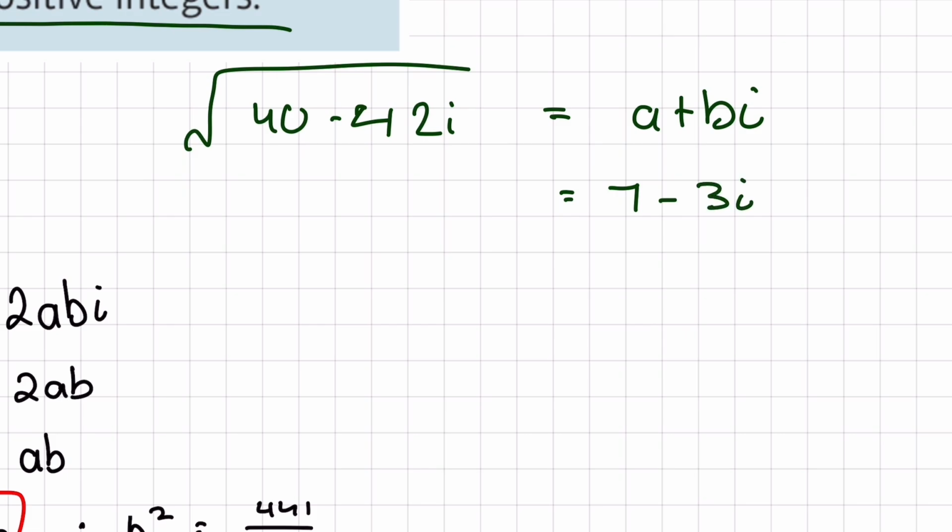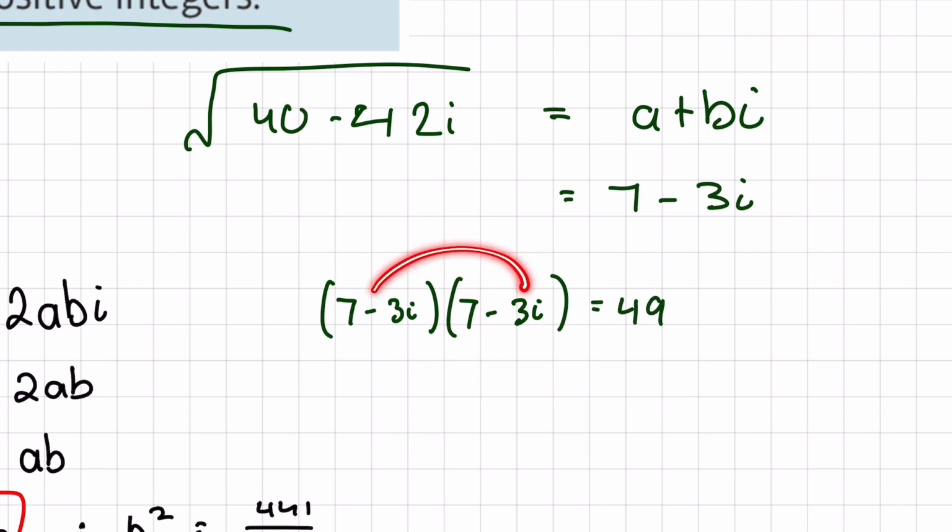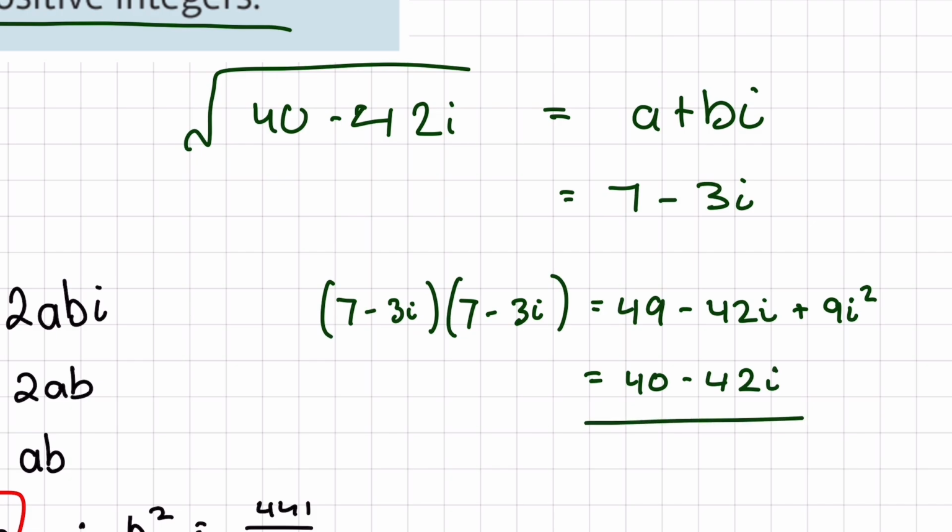Let's just double check that the answer works. So when we square it out, we are hoping to get 40 minus 42i. So let's have a look. 7 times 7 is 49. 7 times minus 3i, and then minus 3i times 7, you're going to get minus 42i. And then minus 3i times minus 3i is positive 9i squared. But the i squared becomes minus 1, so it'll be 49 minus 9, which is 40 minus 42i, and it works. So the final answer is 7 minus 3i.